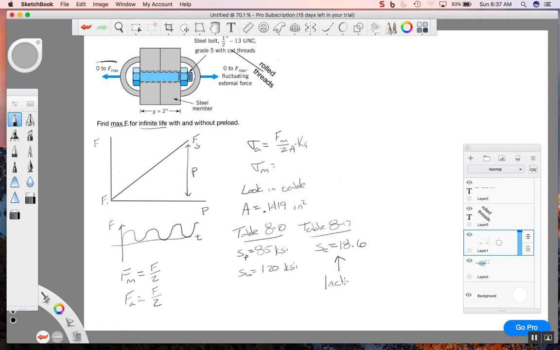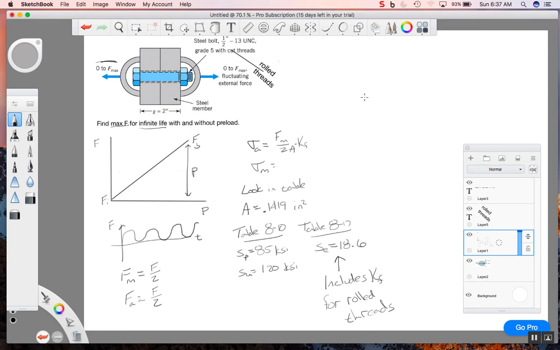the K_f for rolled threads, which are by far the most common. So we're not going to double dip here. We're not going to use the K_f here as well as the K_f here. We're just going to use the endurance strength.